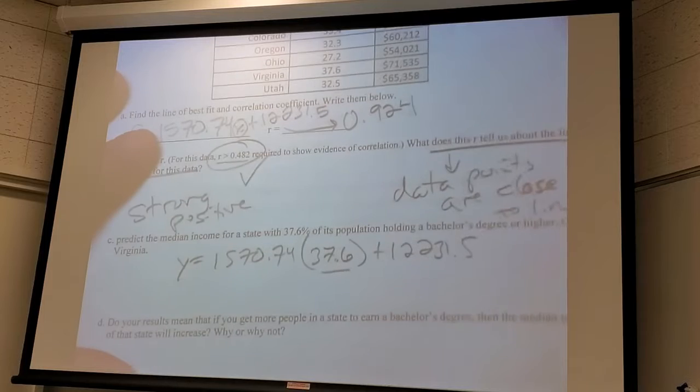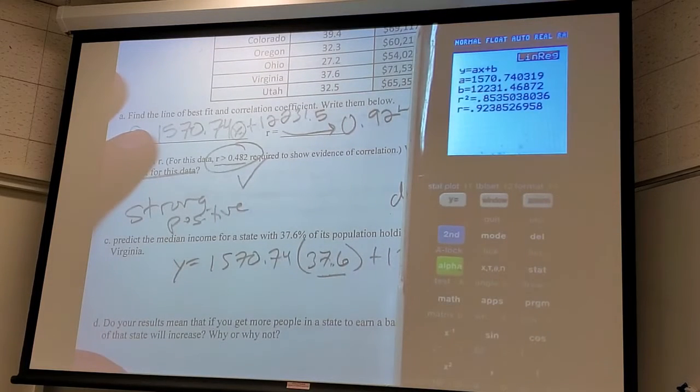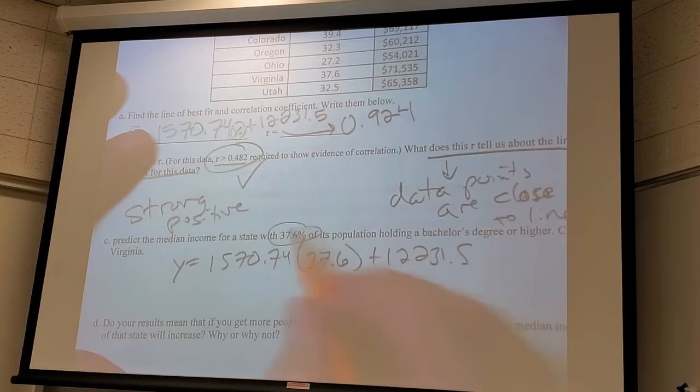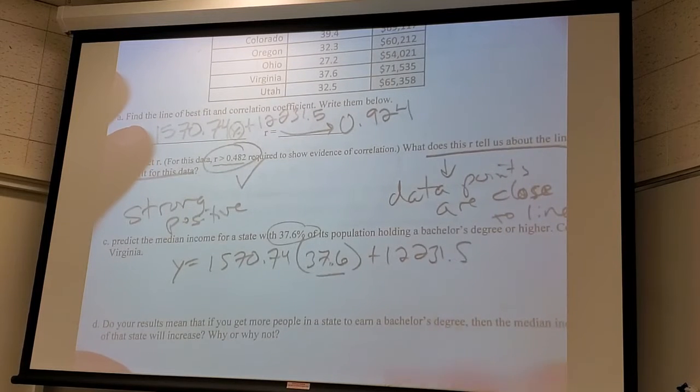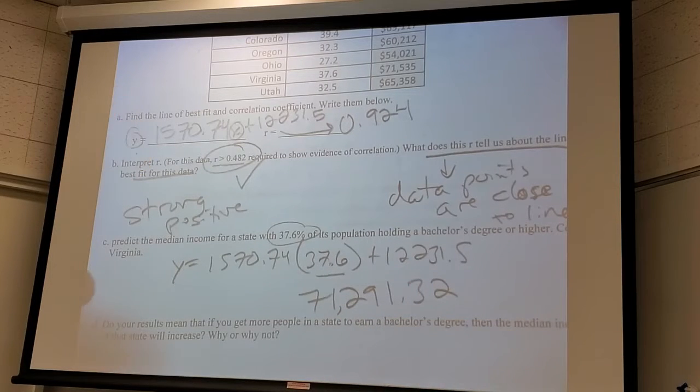Let's see what we get here. Did you just take a random data point? What do you mean? Oh wait, never mind. No worries. So I get $71,291.32, rounding down like the bank would.